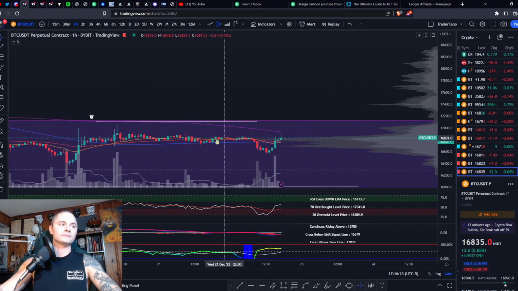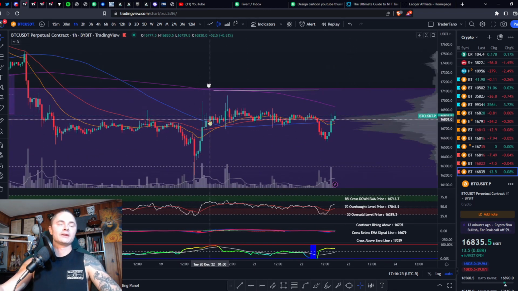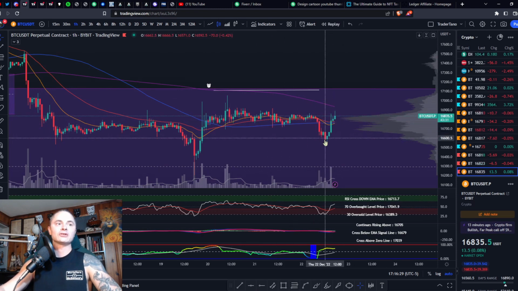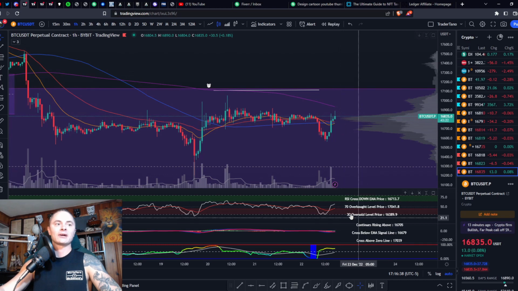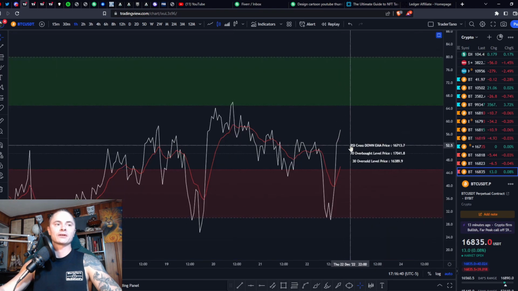Okay, so moving averages are flat. You basically had sideways price action. Looked like you were going to have a bar, but you had a little bit of a fake out coming back up. Moving averages are still converged. We're in the neutral median zone for the RSI.